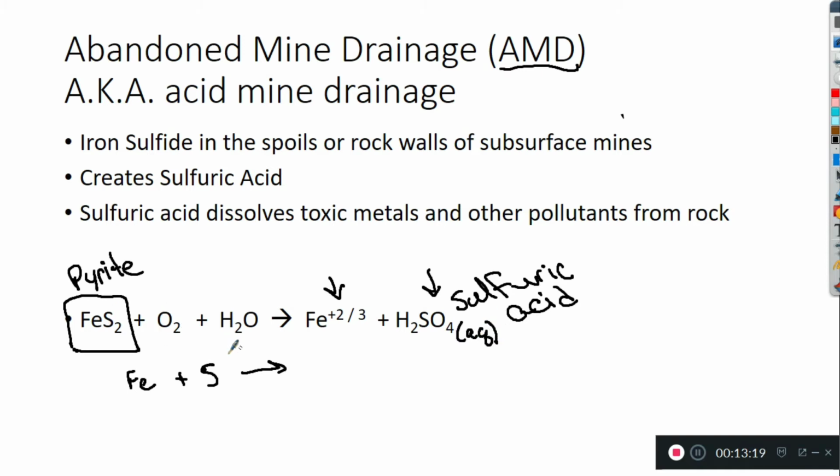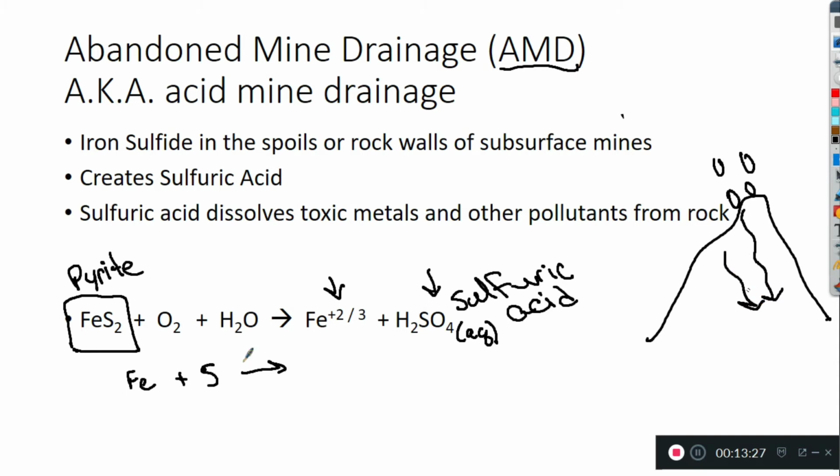So most of the time when we have this happening, it's a heap pile or a tailings pile. The rain falls on that, the water trickles down and percolates down through, causing this reaction to happen. The outflow of that is super low pH water because it's loaded with sulfuric acid. As that's going down through that pile, it's dissolving metals into it.